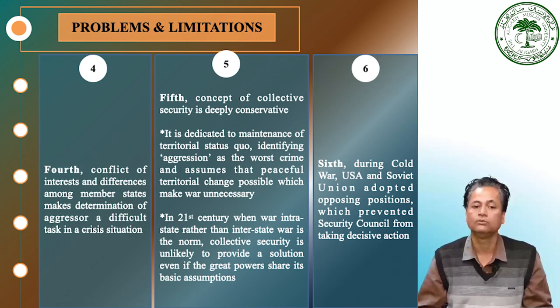Fourth, despite its apparent simplicity, the term aggression is notoriously difficult to define, and the problem is there is a conflict of interest and differences among the states, and that makes the determination of the aggressor a difficult task in a crisis situation. So, how do you say who is the aggressor and who is the victim if the situation is very different and there is always a conflict of interest and differences among the states?